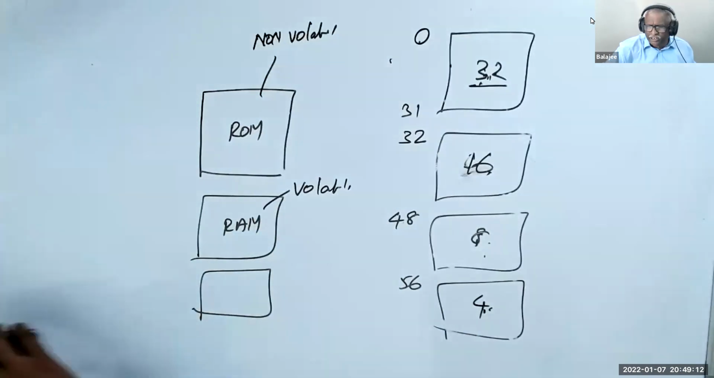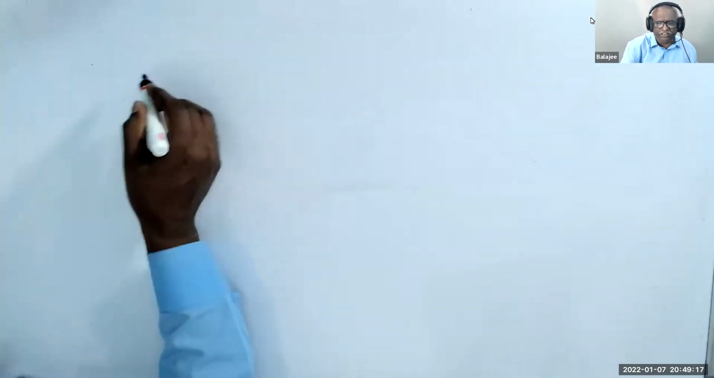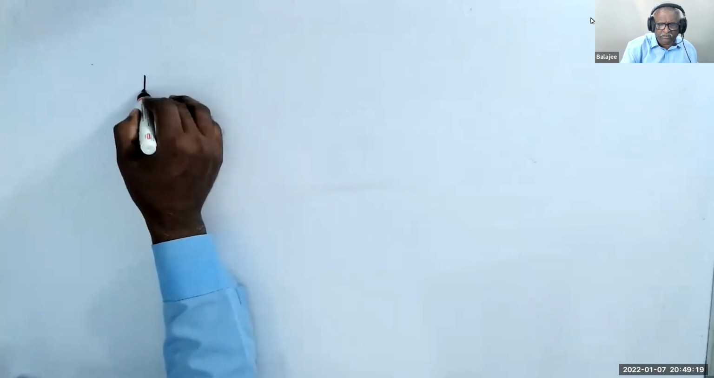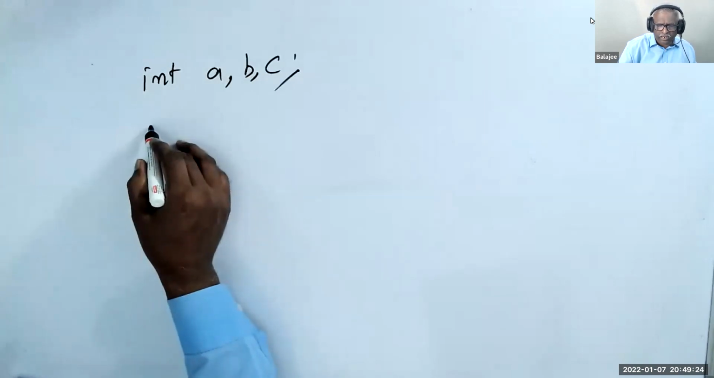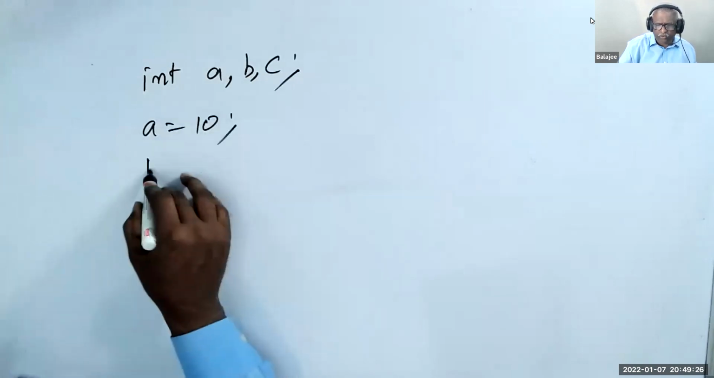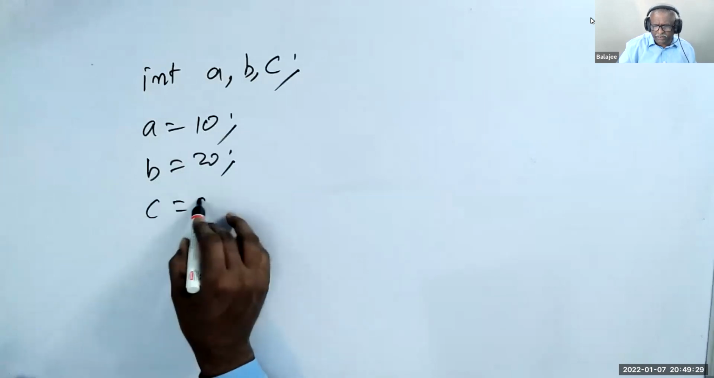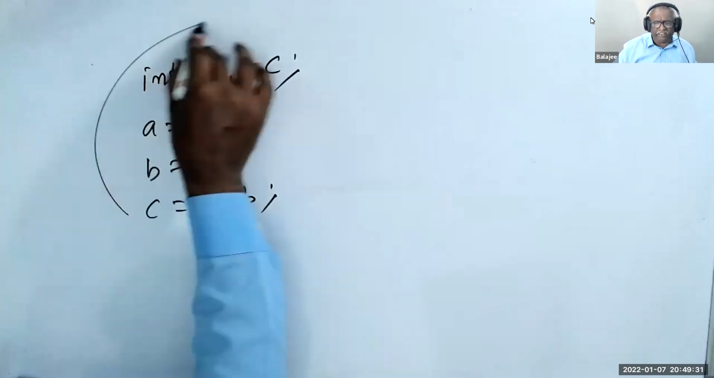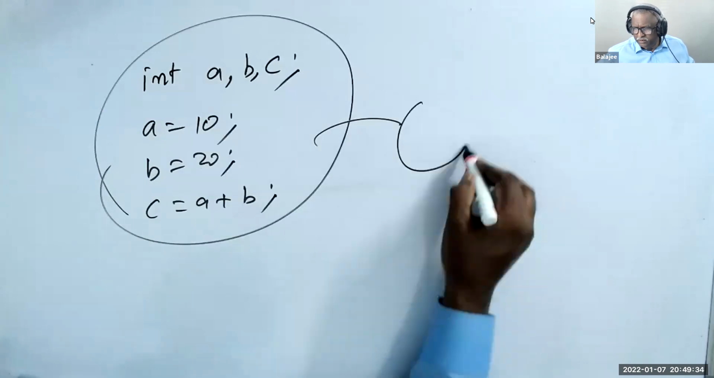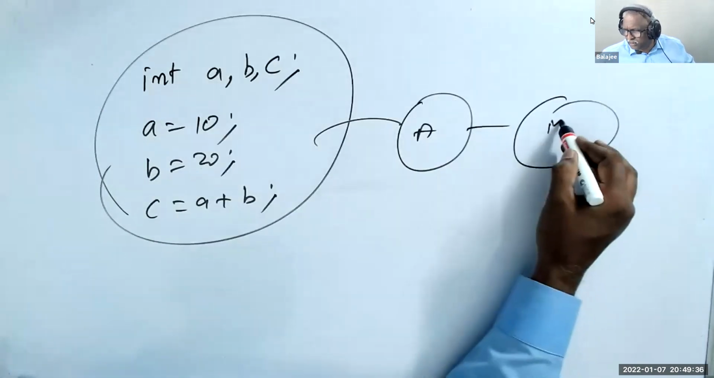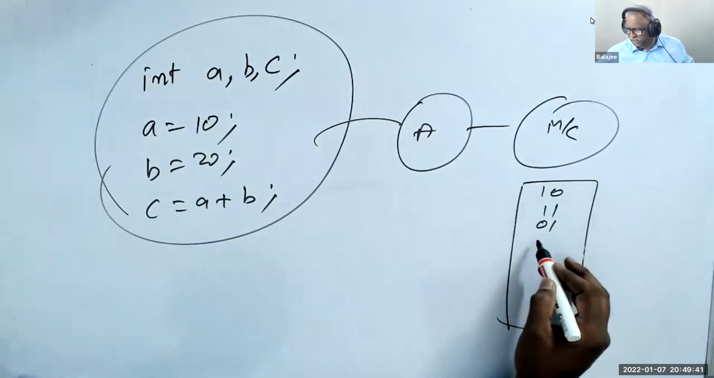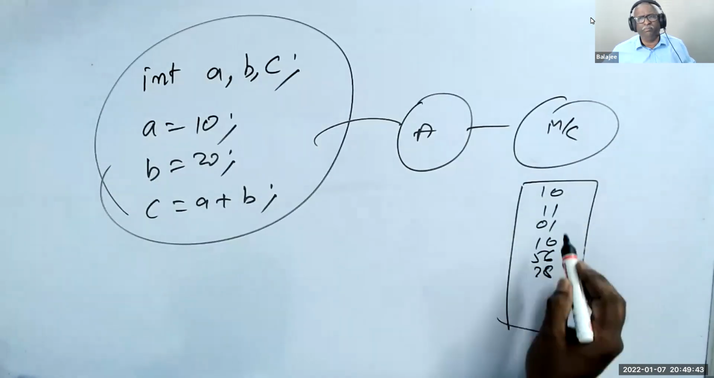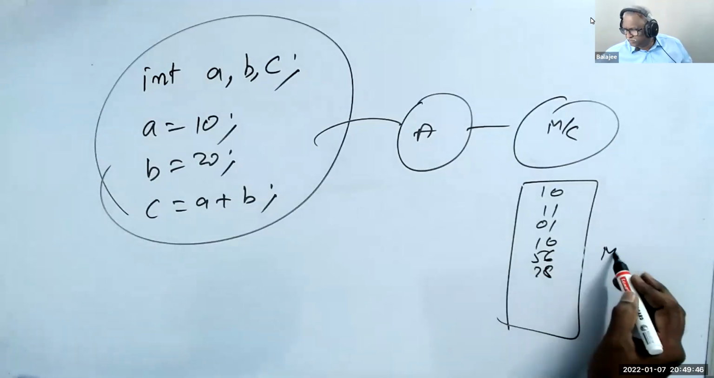So I have mentioned to you that when I write a program in C, int A, B, C, A equal to 10, B equal to 20, C is equal to A plus B. If I compile that, I'll get assembly, then I get machine code. The machine code will be numbers, whatever it is, some numbers. This is called your machine language.